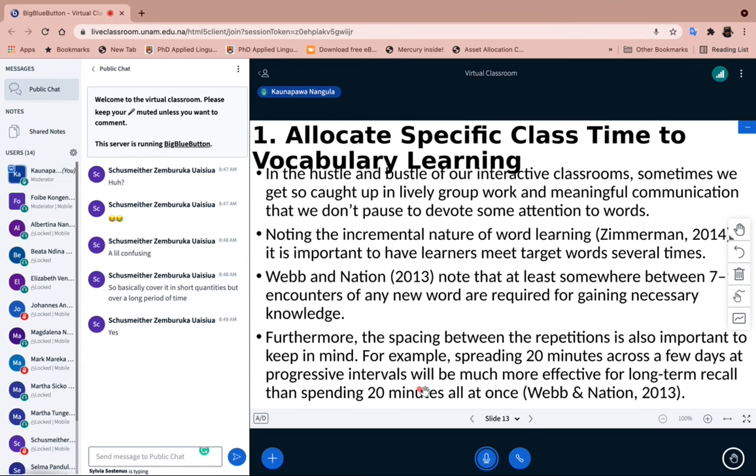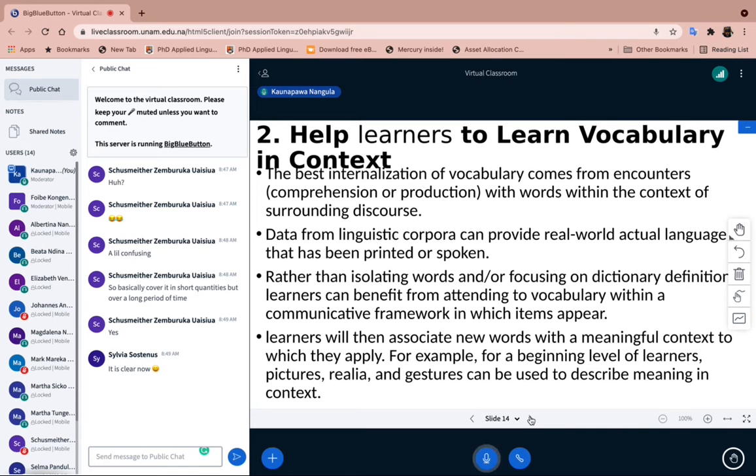All right. So it makes sense, right? All right, cool, we are moving on. So that's what it means. Encounter it many times for a short period of time, over several days. All right, okay, cool. It's clear now.